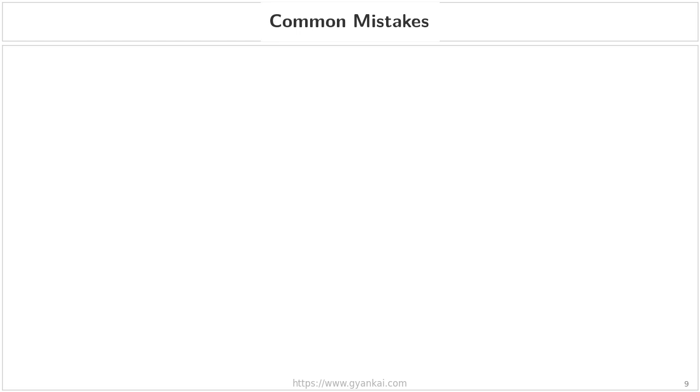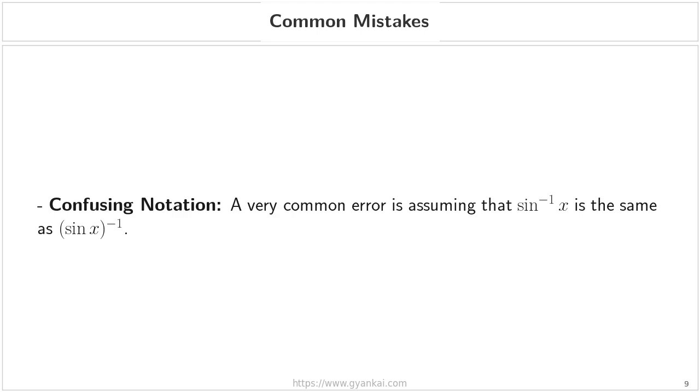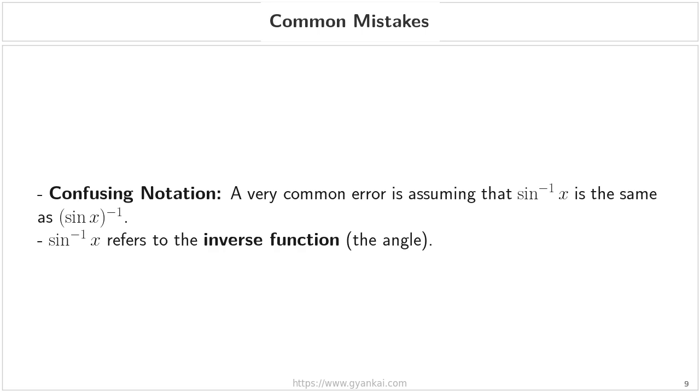Common mistakes. Now that we have covered the definition, the principal value branch, and a practical example, let us conclude this lesson by discussing some common mistakes to ensure you avoid these pitfalls in your exams. First, let us address a very common point of confusion regarding notation. Many students mistakenly assume that sine inverse of x is the same as the quantity sine of x raised to the power of -1. It is crucial to understand that these two expressions mean entirely different things.